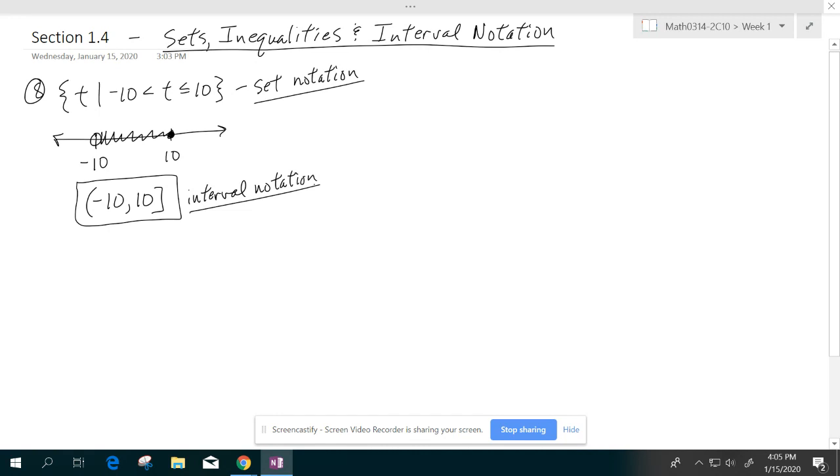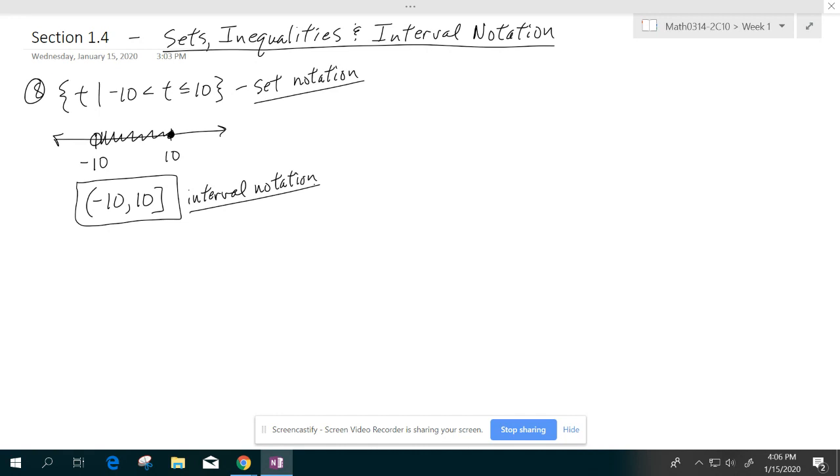Do you see how that describes what is shaded? Look what this says. It says everything from negative 10, and the parenthesis says not including negative 10, up to positive 10, and including 10. Y'all understand the difference between including and not including, right? What is that like in the real world? Everything up to but not including.